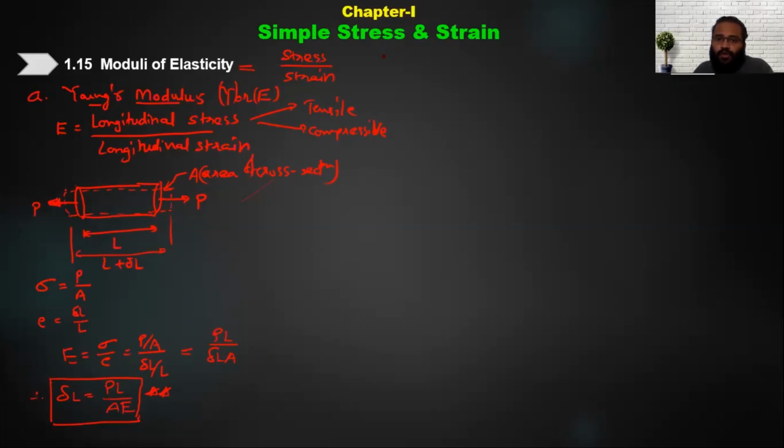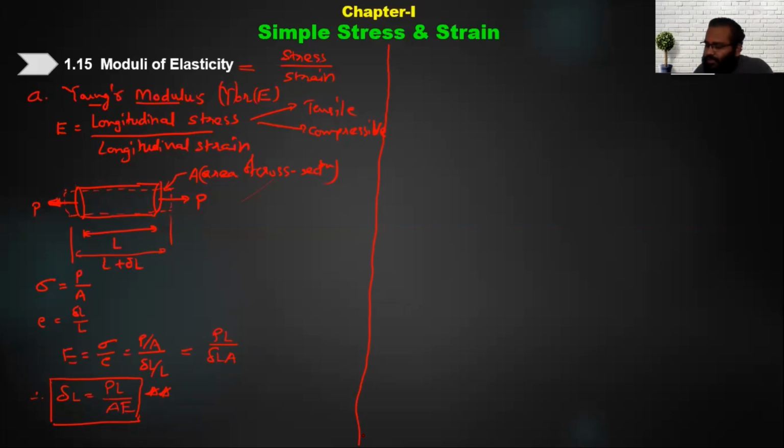Now this Young's modulus is applicable to solids. It is applicable to those materials in which elongation can occur; majorly for all the metals, the Young's modulus can be calculated.